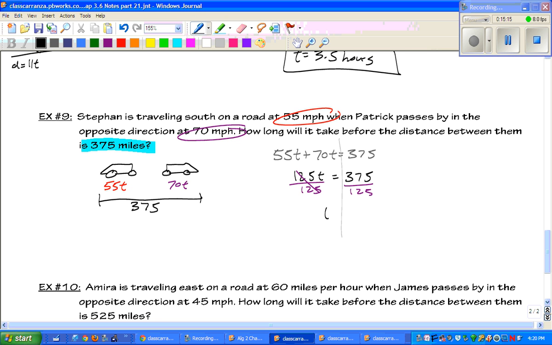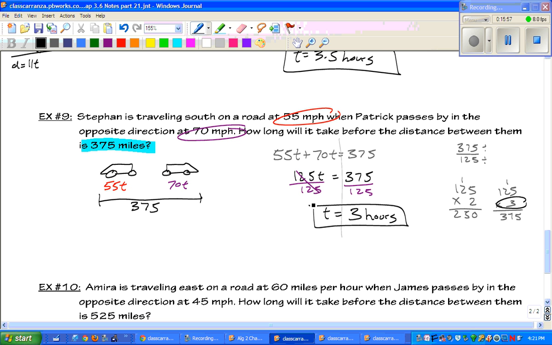Now, since we're talking about really large numbers, we can do two things. You can try and reduce the fraction by picking numbers that go into both of them. Or you can do the guess and check. I'm going to say 2 times. 2 times 5 is 10, 0, carry the 1. 2 times 2 is 4, plus 1 is 5. Too small. Let's try another one. 3 times 5 is 15, 5, carry the 1. 3 times 2 is 6, plus 1 is 7. 375. So our answer is 3. And we're talking about time, so that's 3 hours.